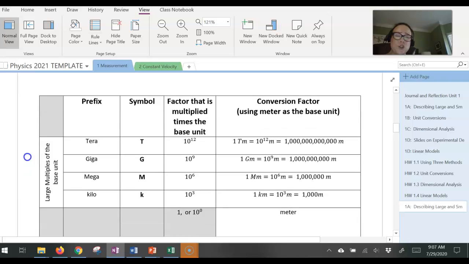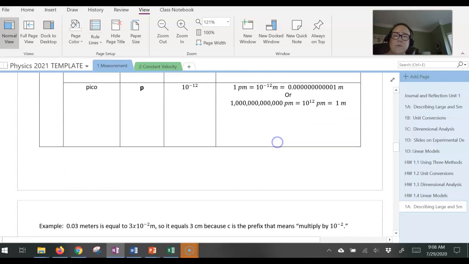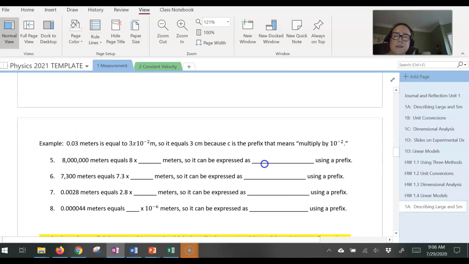And then on page 2 of this worksheet, there is a fabulous table, which you really should spend some time studying and learning, but it gives you detailed information. For each prefix, you have the symbol for that prefix, what that prefix means in terms of what factor that prefix tells you to multiply by. And then it also gives you the conversion factor to go from 1 unit with that prefix in front of it to the base unit.